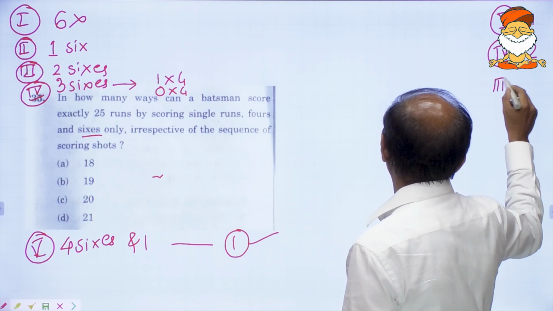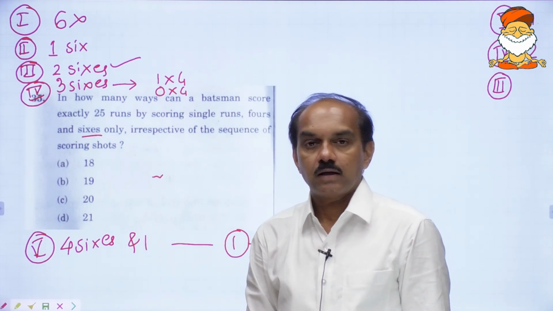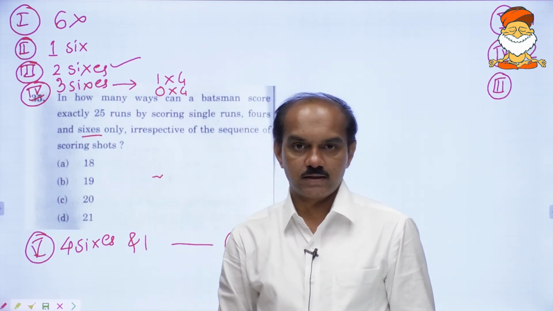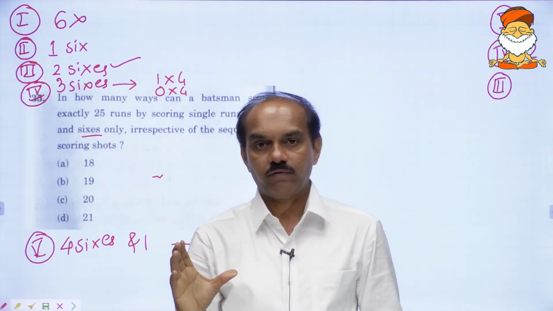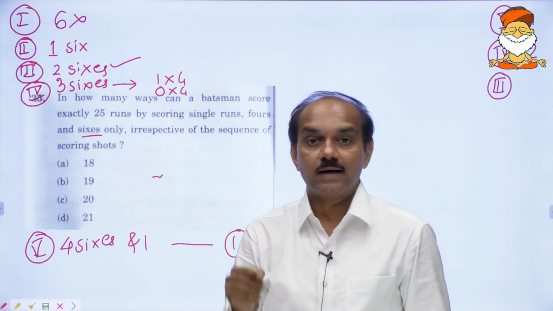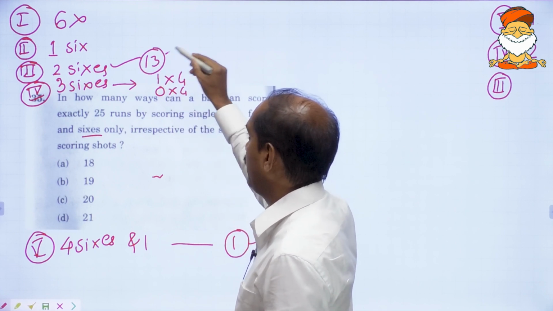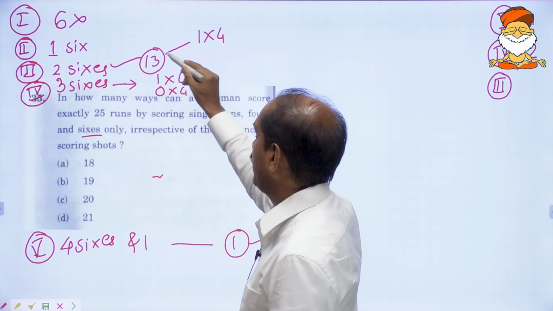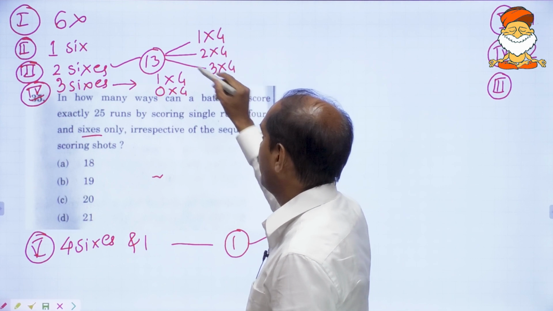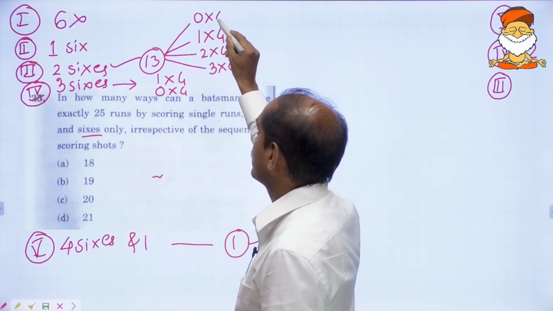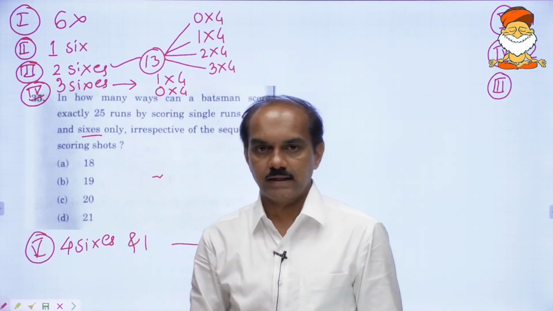Moving on to the 3rd case, case number 3. What if he hits 2 6s? 2 6s means 12 runs are over. Out of 25, 12 runs already came. Balance 13. He can hit one boundary, two boundaries, three boundaries. He is not hitting any boundaries. Remaining singles, that is there.